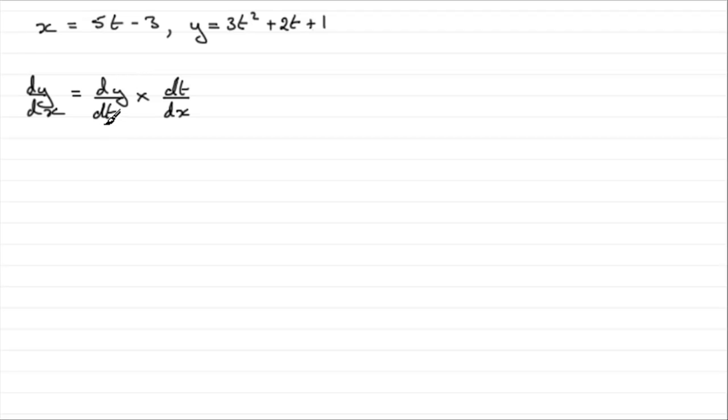So what is dy by dt? Well, if we differentiate it in the usual way, the first term is going to be 6t, the second term will be plus 2, and the differential of the constant here is 0. So we've got dy by dt. Now when it comes to dt by dx, the way around that is that we find dx by dt rather than dt by dx. dx by dt would be simply 5. So it follows from this that dt by dx is 1 over dx by dt, in other words, 1/5.